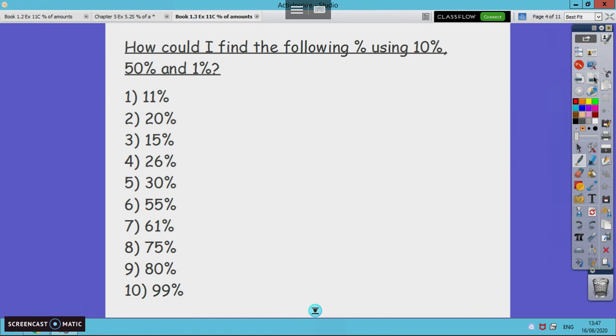Okay, so I want you to pause the video for a second once I've finished explaining what I want you to do. I want you to think about how you would find these sorts of percentages here, 11%, 20%, 15%, how you would find those percentages in your head. Just pick a few of them and think about some, and we'll come back to these.